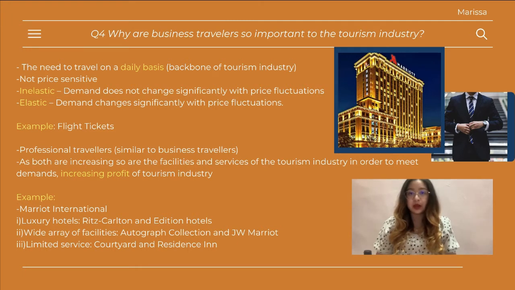An example of a company that caters to the needs of business travelers is Marriott International, whereby they have designed 3 distinct types of accommodations specifically for these kinds of travelers. The first being the luxury hotels, such as the Ritz-Carlton or the Edition hotels. The second being hotels which target business travelers who want an array of facilities and also services, such as room service and secretarial support, such as the Autograph Collection and JW Marriott. As for the third type, it is hotels with limited service, such as the Courtyard and Residence Inn, both by Marriott.